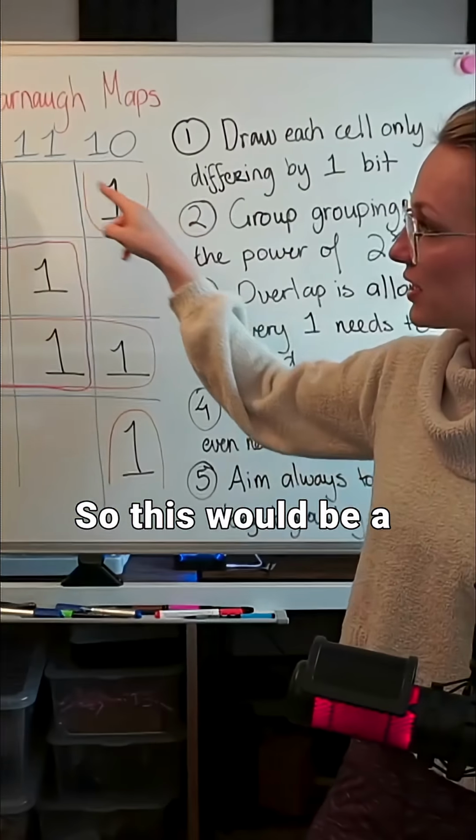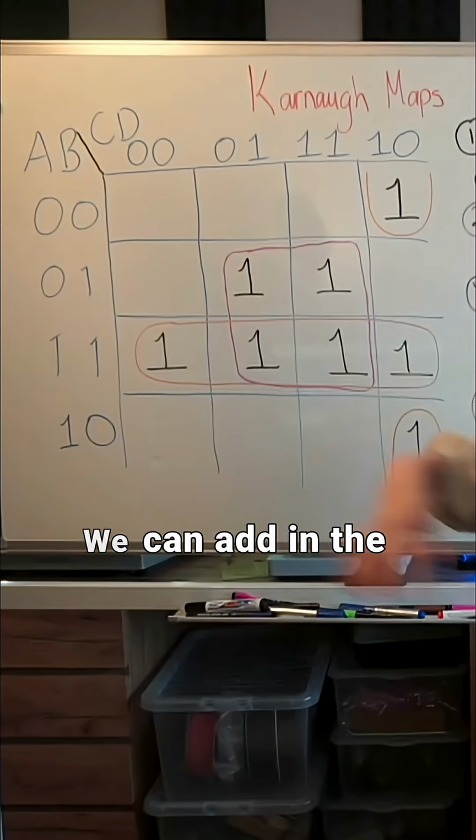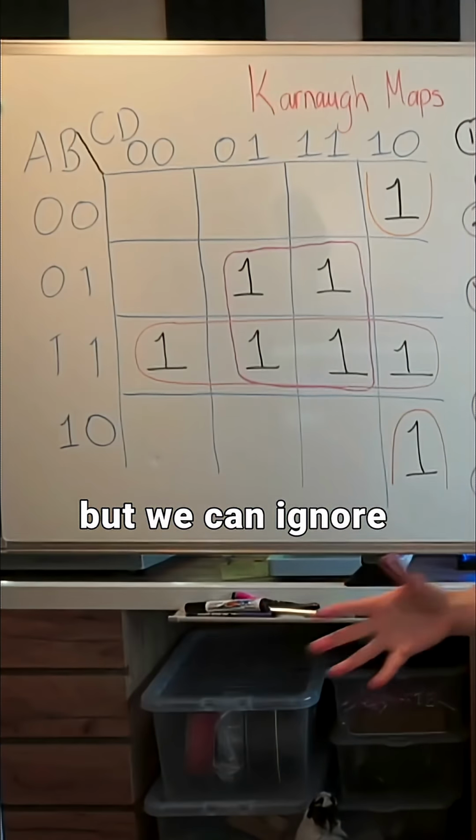To the whiteboard. So this would be a 16-line truth table and we've expressed all the highs in the table. We can add in the zeros if we want, but we can ignore them. It's just a lot easier.